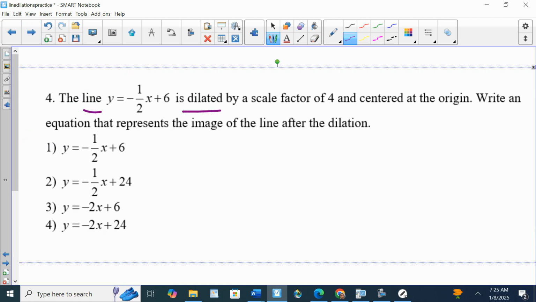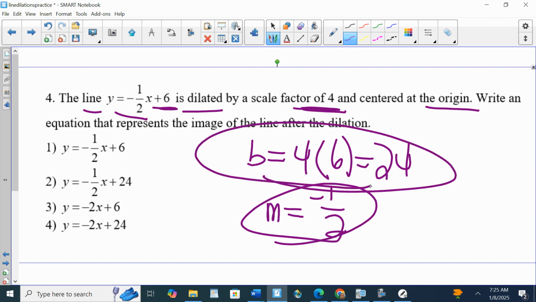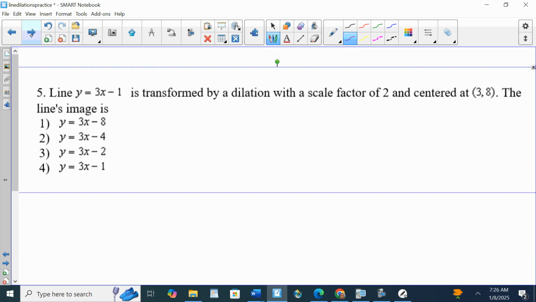Line dilated, centered at origin, multiply scale factor and b. No matter what, the slope always stays the same. This was -1/2. My slope is -1/2. My y-intercept is 24. Your answer is choice 2. So that's the cheat, and that's how the question's asked like 75% of the time. Now we'll talk about some other ways in which they could ask a question based on this concept.